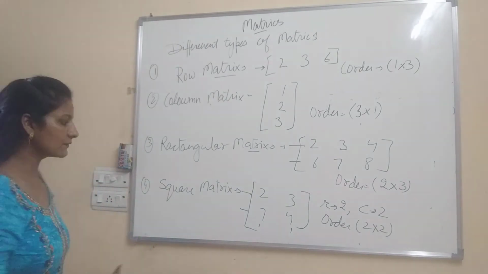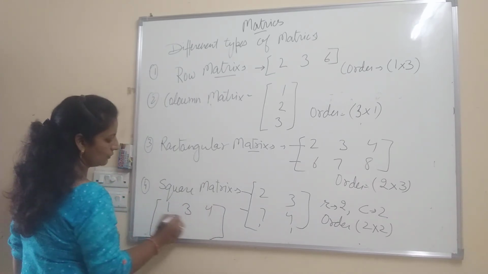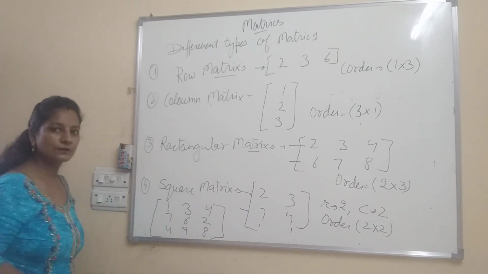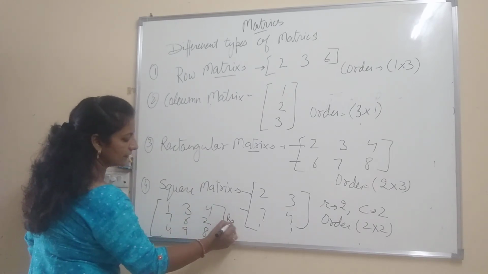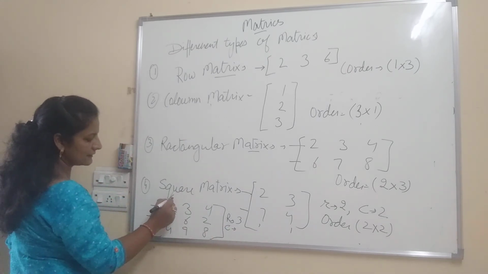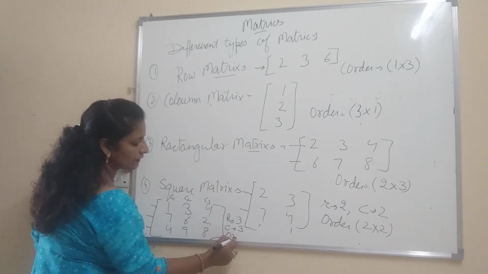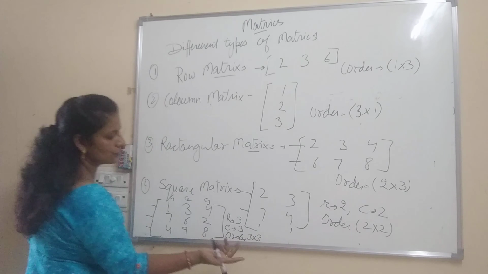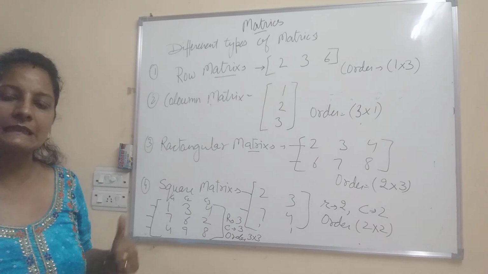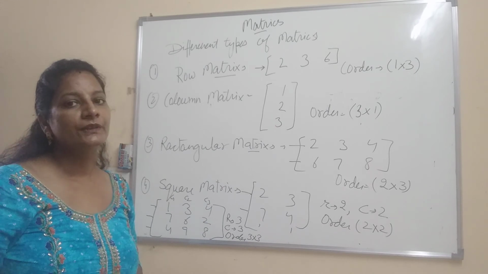Similarly, another example of a square matrix. Let's take a matrix here: 1, 3, 4, 7, 6, 2, 4, 9, 8. Same way, how many rows are there? 1, 2, 3 rows. And how many columns? This is C1, this is C2, this is C3. There are 3 columns. So the order of the matrix is 3 into 3, so it is also called a square matrix. When the number of columns and rows is different, it is called a rectangular matrix, and when the number of rows and columns is the same, it is called a square matrix.